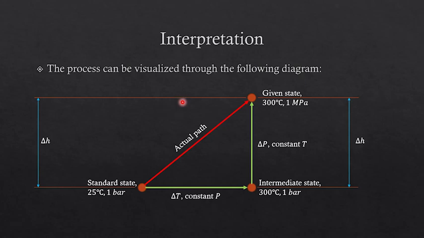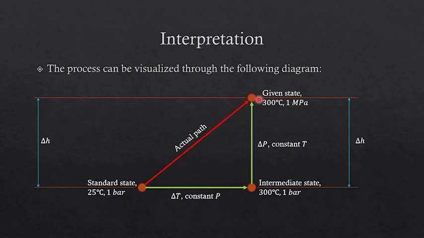Let's first visualize the process of converting enthalpies through this diagram. From the previous example, we have our standard states at 25 degrees Celsius and 1 bar represented by this circle here, and we want to get to the given states, which is 300 degrees Celsius and 1 megapascal. Ideally, we already have the value of the enthalpy of the standard state, that is the enthalpy of formation. We want to determine the enthalpy of the given states, 300 degrees Celsius and 1 megapascal.